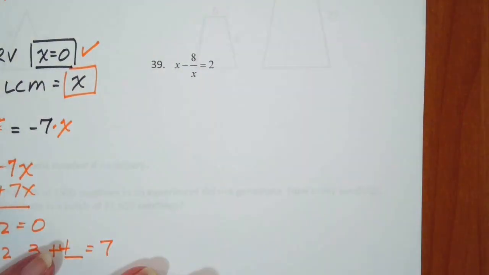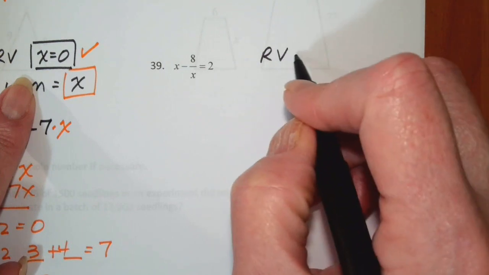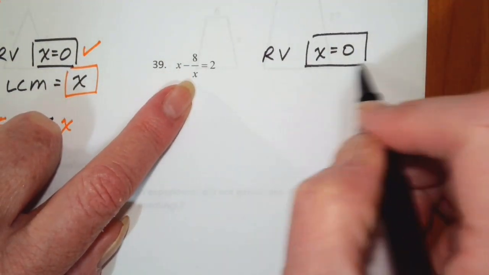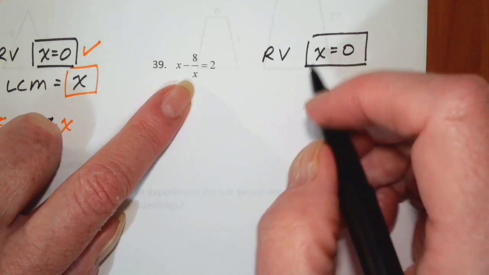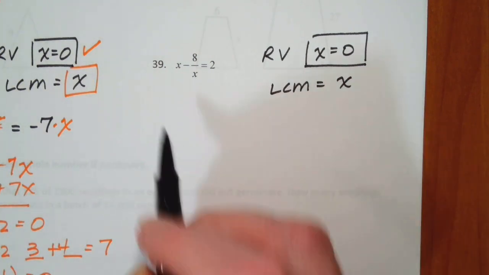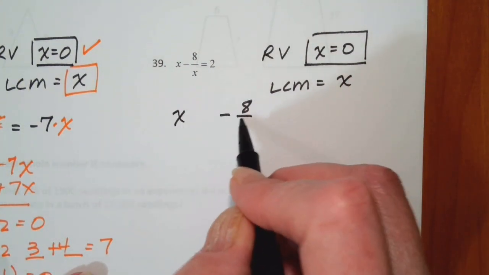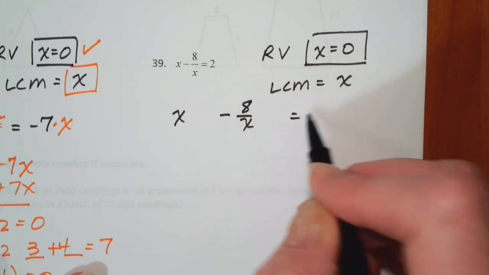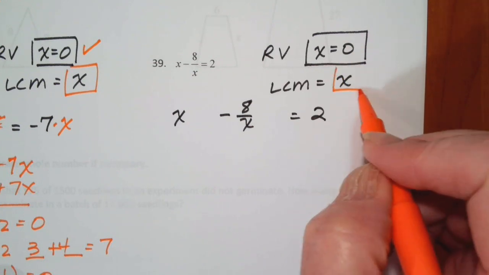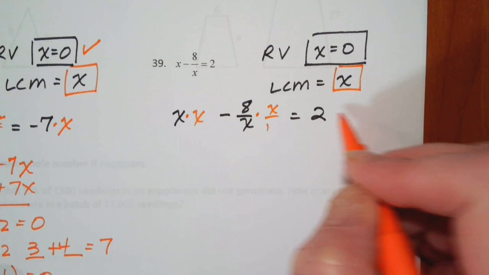Okay, this one is almost identical to this one. Restricted value, x equals 0. The only value that makes a denominator 0 is 0. And my LCM is just x. That's my only denominator. So I'm going to take x minus 8 over x equals 2 and multiply each of those by my LCM.